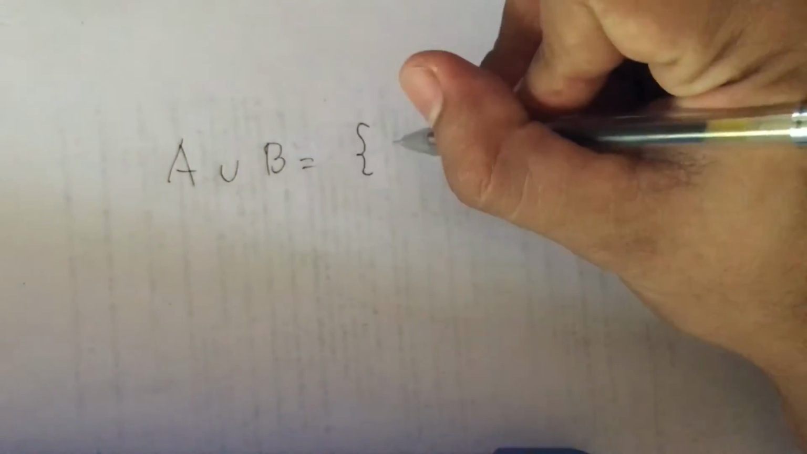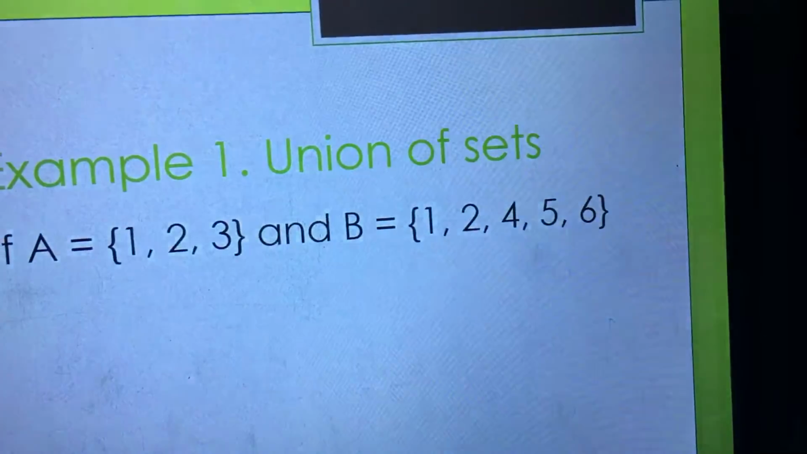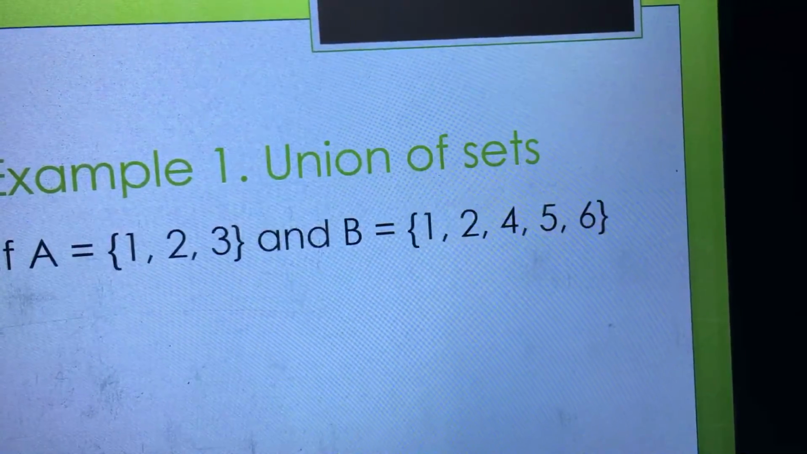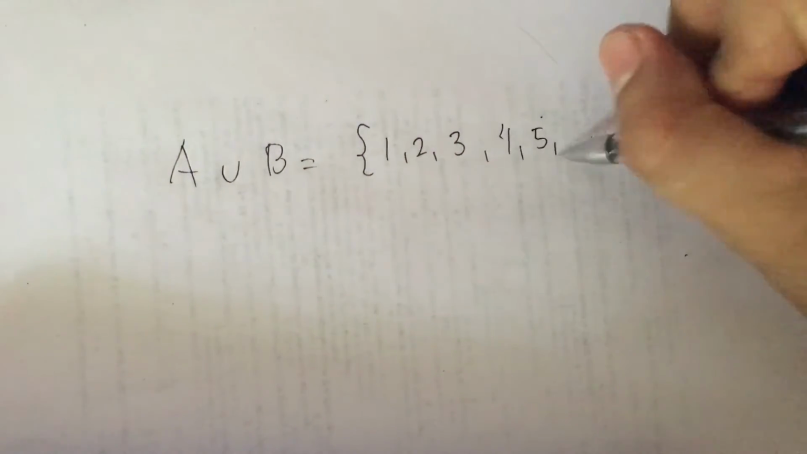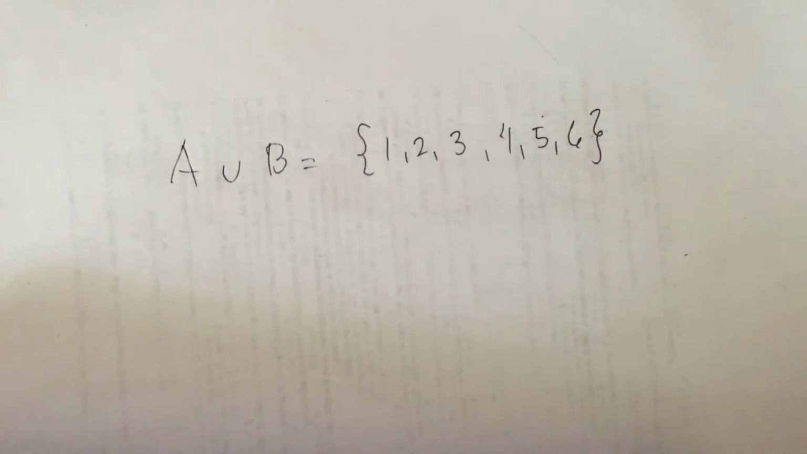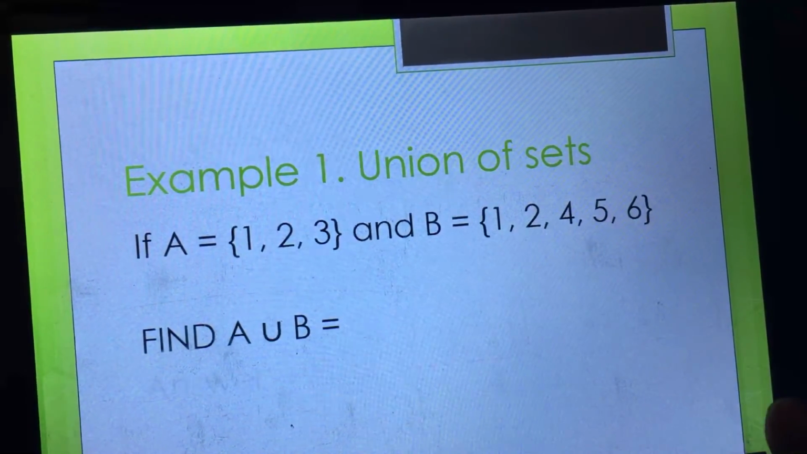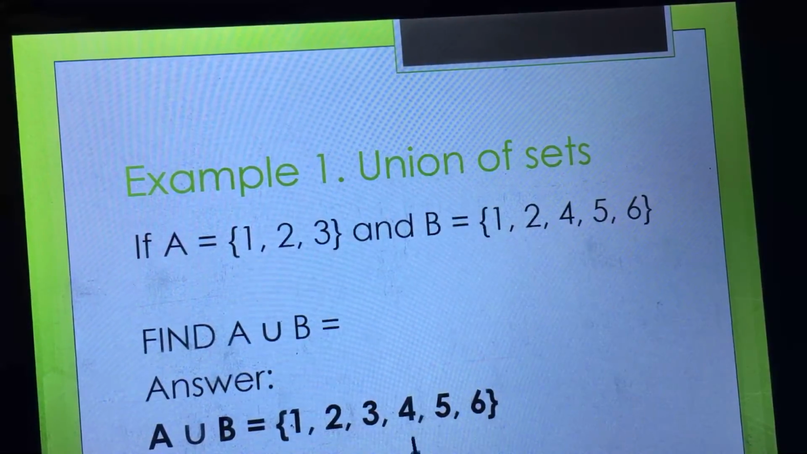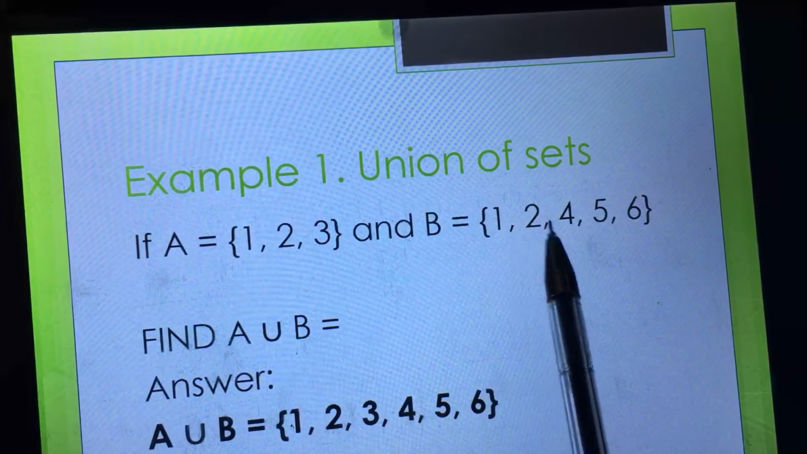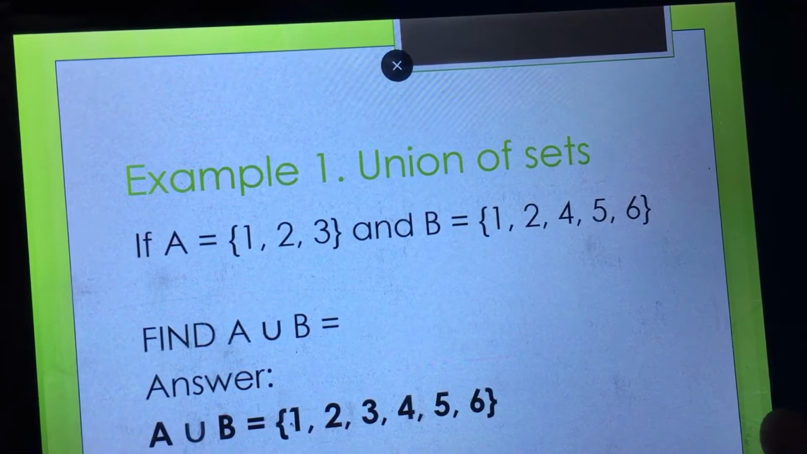So, we will have 1, 2, 3. What's next? Combine. 1, 2 is repeated. Meron ng 1 dito, meron ng 2 dyan. So, ang natitira na lang 4, 5, 6. And it is now the A union B. You are just going to combine the elements of A and B. So, the answer is 1, 2, 3, and 4, 5, 6. What happened to 1 and 2? 1 and 2 has been repeated here, so therefore, you are not going to write it down. Okay, next.